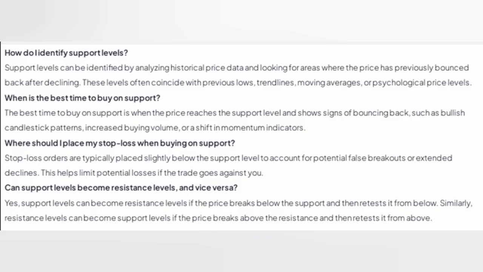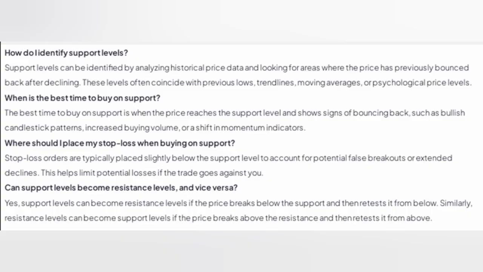How do I identify support levels? Support levels can be identified by analyzing historical price data and looking for areas where the price has previously bounced back after declining. These levels often coincide with previous lows, trend lines, moving averages, or psychological price levels. When is the best time to buy on support? The best time to buy on support is when the price reaches the support level and shows signs of bouncing back, such as bullish candlestick patterns, increased buying volume, or a shift in momentum indicators.